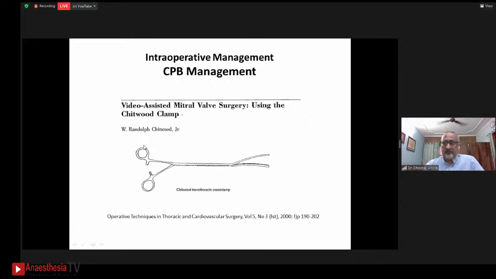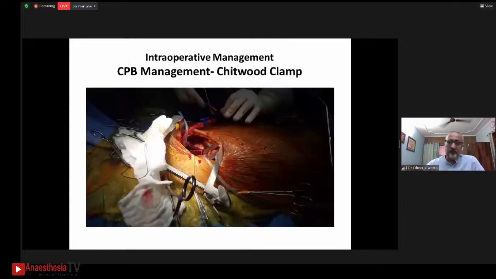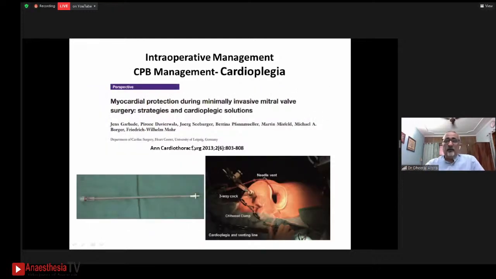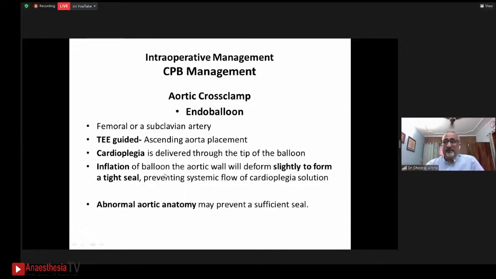This is a Chitwood clamp which is used under direct vision. It can be placed onto the aorta through a separate incision. Now you can see in this picture, this is a Chitwood clamp placed in the third intercostal space, directly clamping the aorta. And this is the vent line. The cardioplegia is given through this line, and before coming off bypass, it is also used as a vent. Now this is the paper from Leipzig. They have also used this type, where this cannula is used for cardioplegia, and the vent is also used through this line only. The second method of aortic cross clamping is the endoballoon.